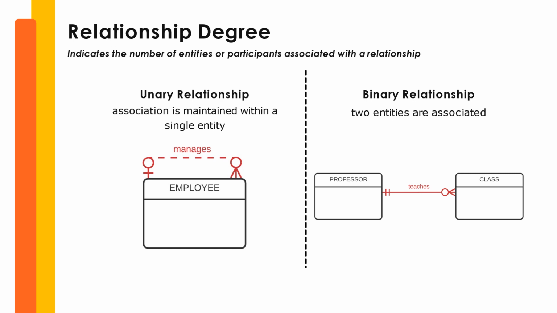Next, we have the binary relationship, wherein we have two entities that are associated. Like for example, in the professor and class, we know that professors are teaching 0 or many classes. It is optional because there are certain professors who are only doing research and not teaching classes. For the classes, of course, they need to have one and only one professor. That's why it's mandatory and it is only one.